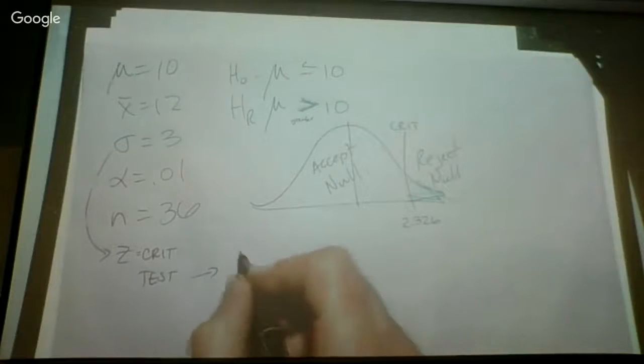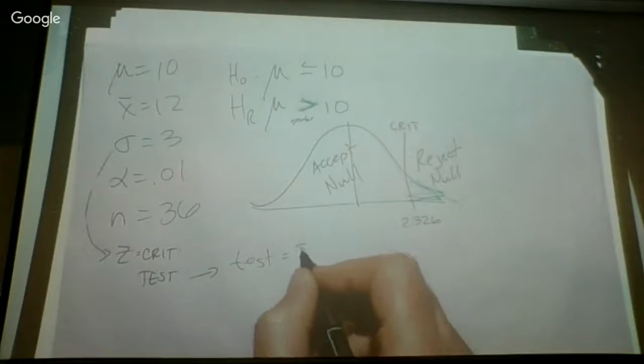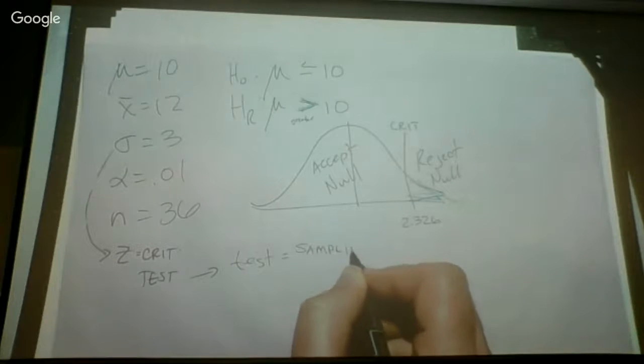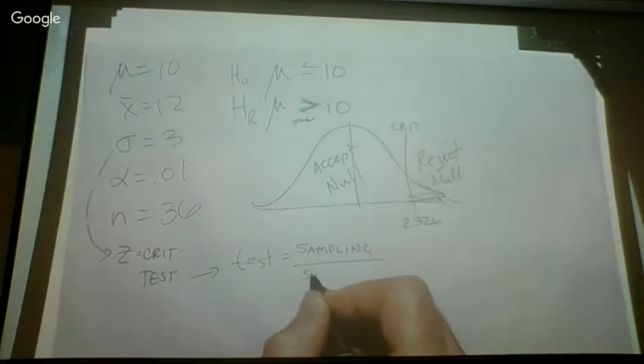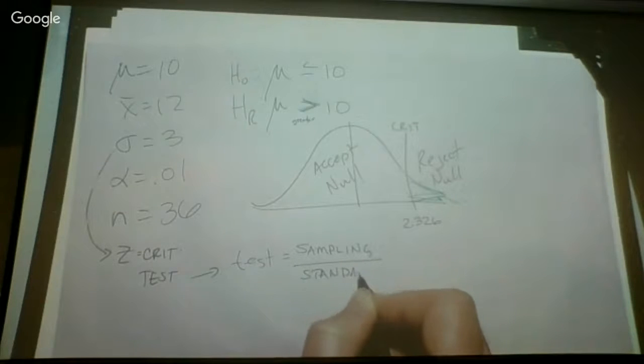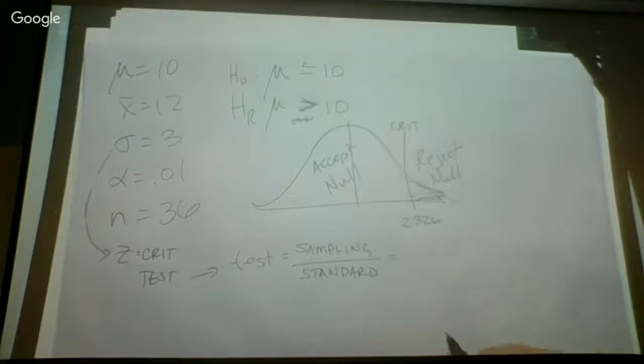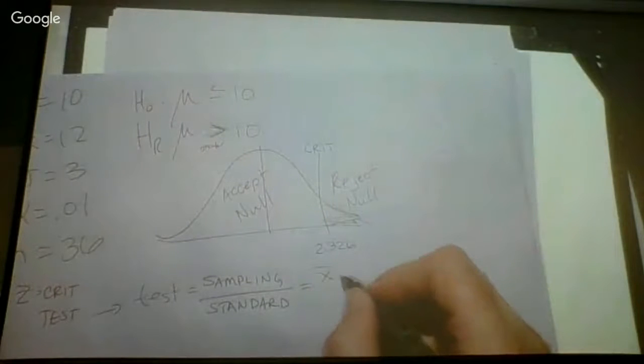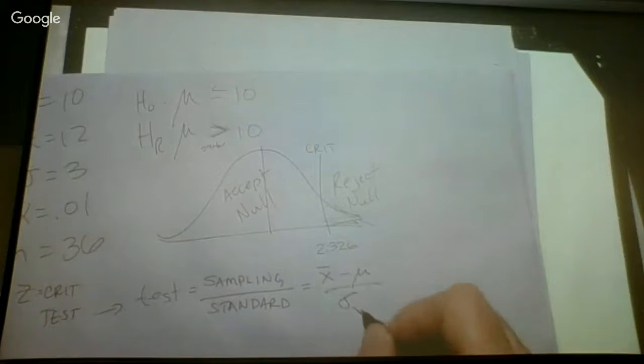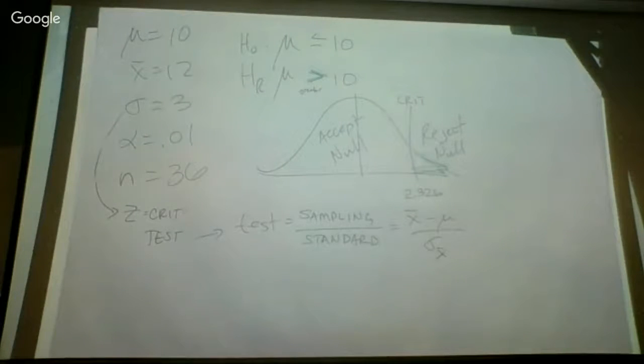Test statistic comes from a formula. Same one we've been using for a while. Sampling error over standard error. Sampling error is the difference between what we observe minus what we expect, divided by standard error. How do I calculate standard error?